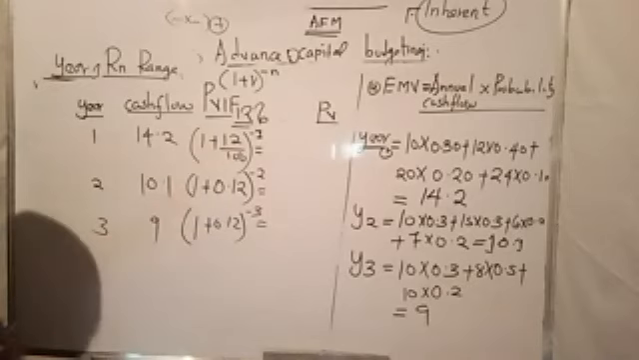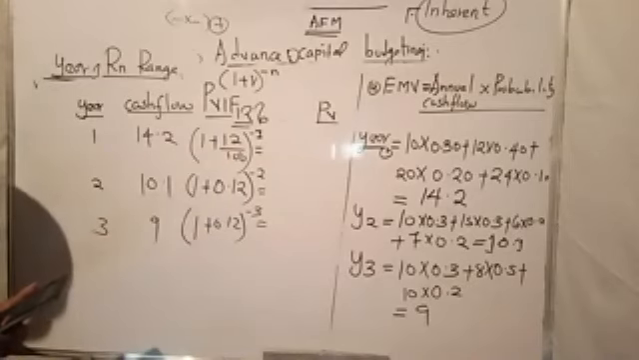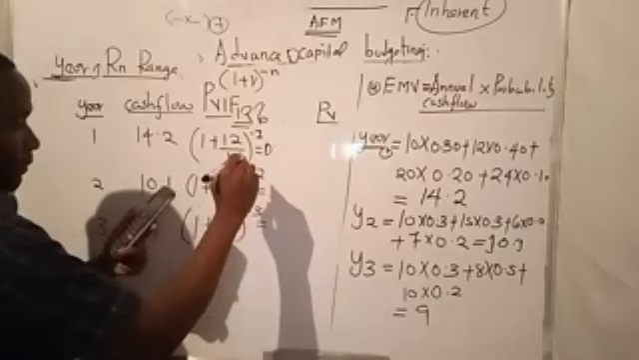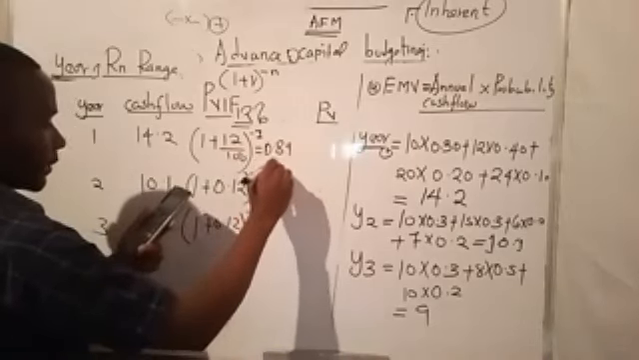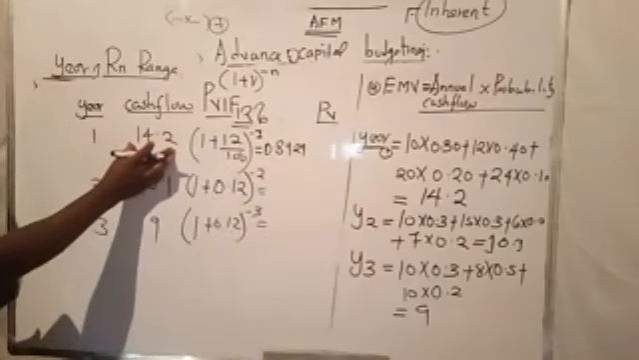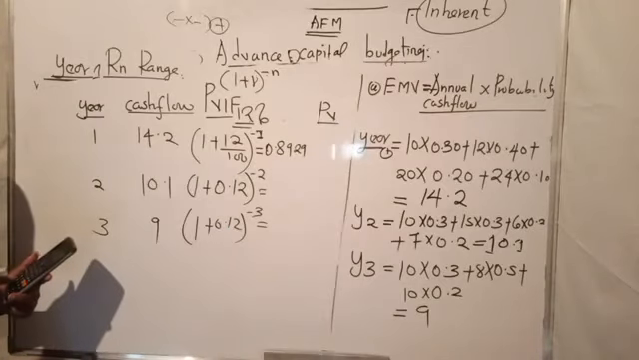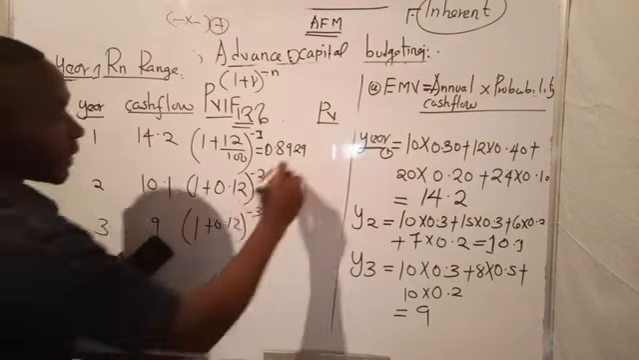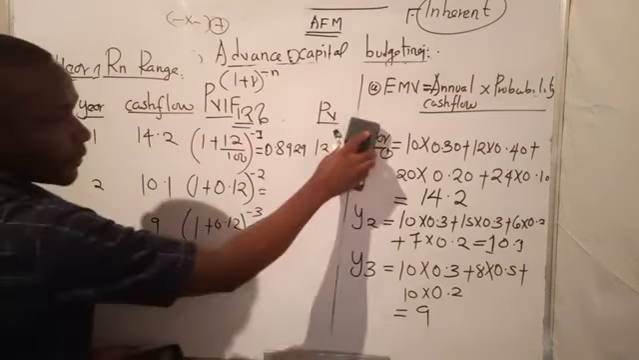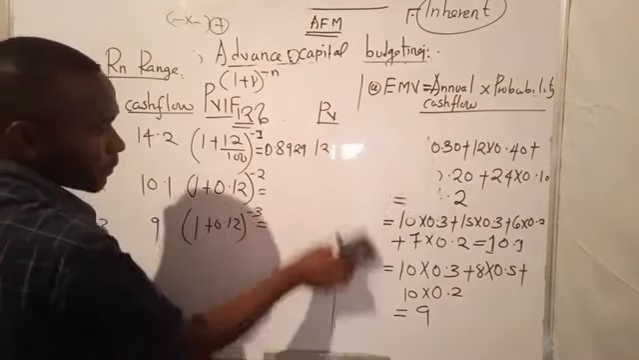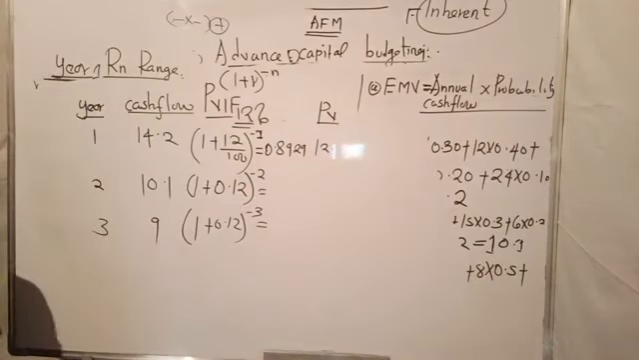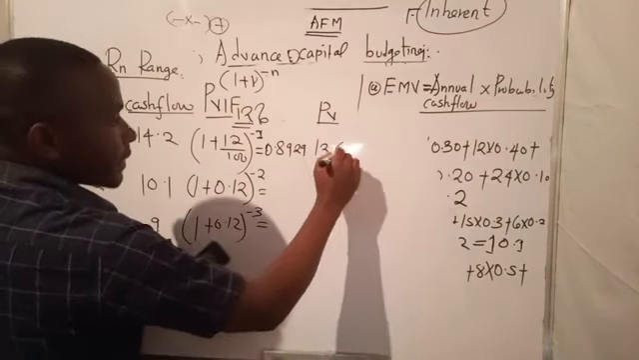1.12 raised to negative 1 gives you 0.8929. Put four decimals. If you get this one, you multiply by the annual cash flow, 14.2, so that I get 12.68.